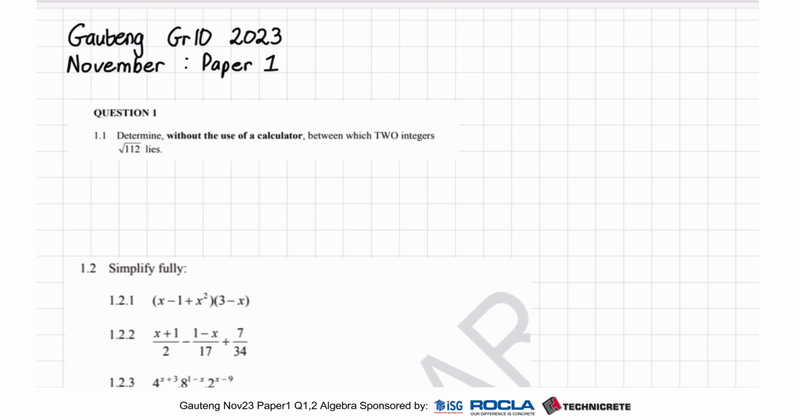So if it's between two integers, that means that they're just numbers with no decimals, and that means that those numbers must be perfect squares. So I want to find the first perfect square that's directly below 112 and the first perfect square that's directly above 112, and those are 100 and 121.